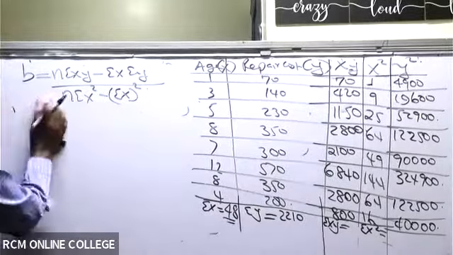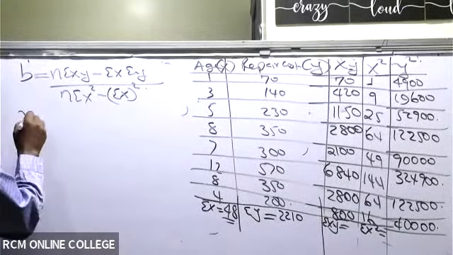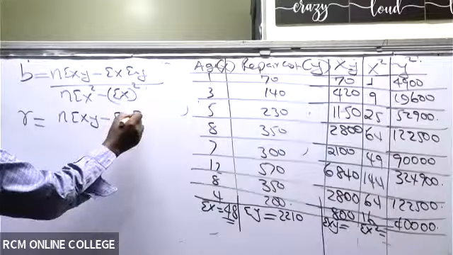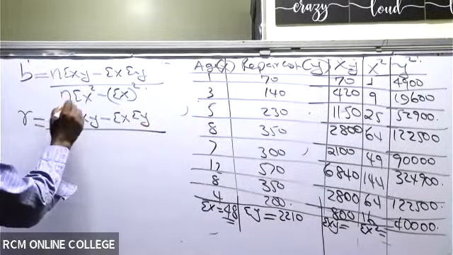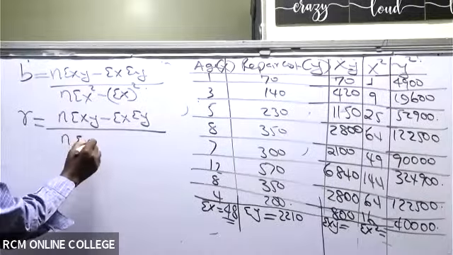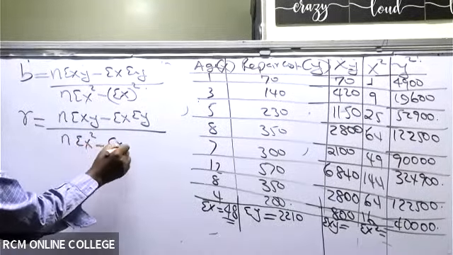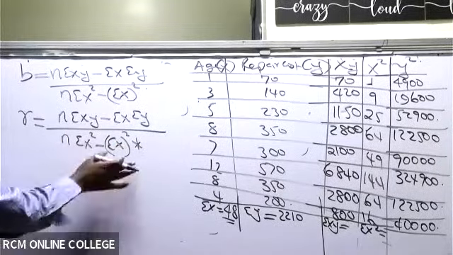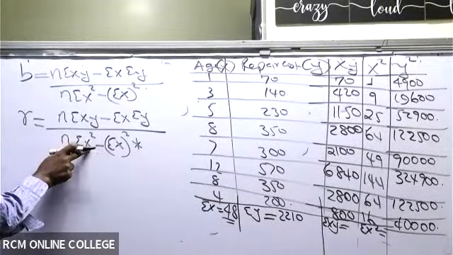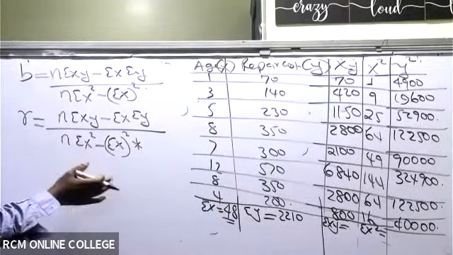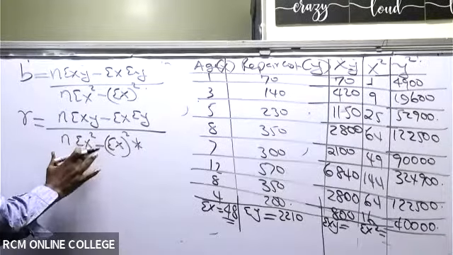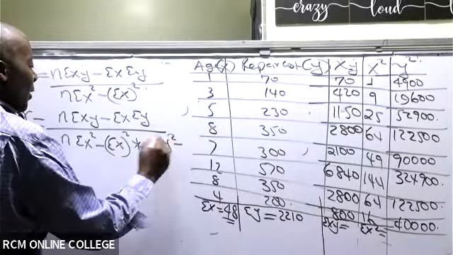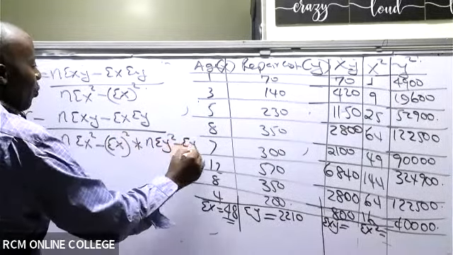To be able to get our r, this is normally what we do. The numerator will be the same: n summations of xy minus summation of x, summation of y, all over this: n summations of x squared minus summation of x, squared, times the same style, but now we replace with y, because you are correlating two. So it becomes n summations of y squared minus sum of y, squared.